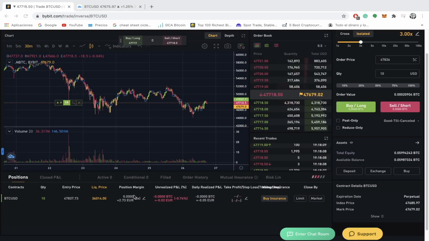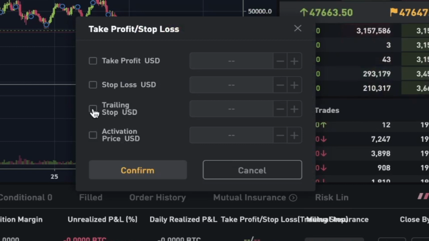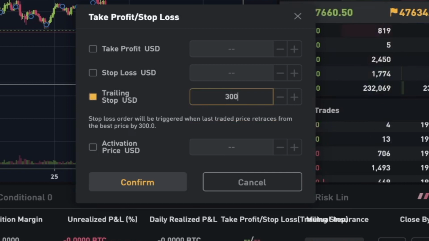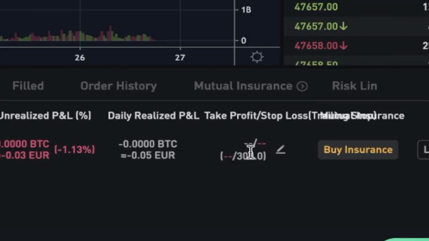Now I want to show you how to use a trailing stop loss. If you go down here where your order position is, you can see where take profit and stop loss is. You click on this little pencil here and you have the option to put a trailing stop loss. You just click here, and for example, you want to put $300 of trailing stop. I am going to show you right now. You would confirm, and here you would have your $300 stop loss confirmation.